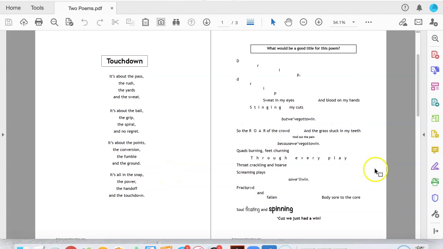Let's go ahead and take a look at the second poem. We don't even have a title. So let's think about what might be a good title for this as we're reading it. All right, so drip, drip, sweat in my eyes, and blood on my hands, stinging my cuts, but we've got to win. Look at how that's written, but we've got to win. So the roar of the crowd and the grass stuck in my teeth, void out the pain because we've got to win. Quads burning, feet churning through every play, throat crackling and hoarse, screaming plays, so we'll win. Fractured and fallen, body sore to the core, soul floating and spinning because we just had a win.